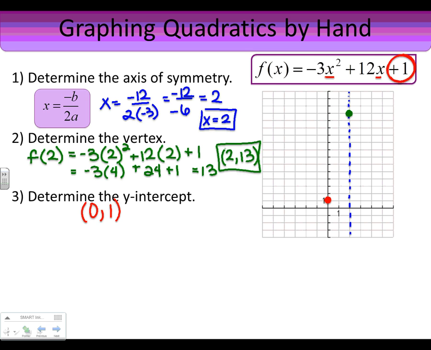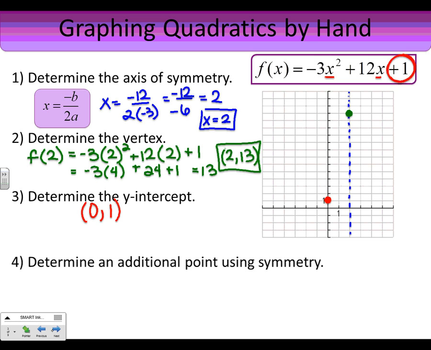The next thing we could do is either pick points and plug them in for x to see where they are. The easiest thing to do, though, is we know that a parabola is symmetrical. So if I have one point on one side of the axis of symmetry, I know I have to have a point directly across from it on the other side. So if I have the point 0, 1 here, I'm going to have the point 4, 1 on the other side, since a parabola is always symmetrical.